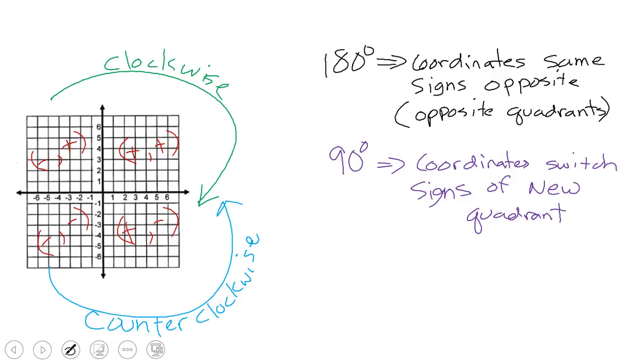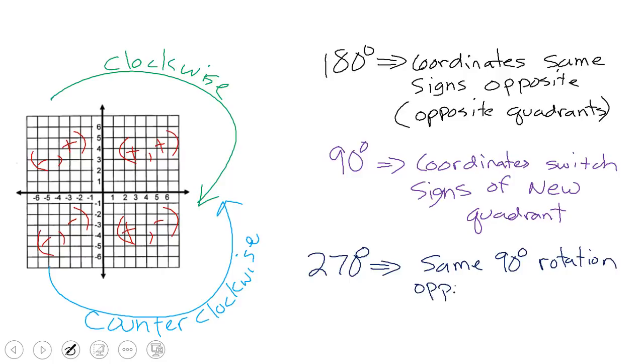And lastly, ladies and gentlemen, we have to know what a 270-degree rotation is. If I rotate 270 degrees, now this is interesting. A 270-degree rotation is the same as a 90-degree rotation in the opposite direction. So if I rotate 270 degrees clockwise, it's exactly the same as if I went 90 degrees counterclockwise. I hope that makes sense.